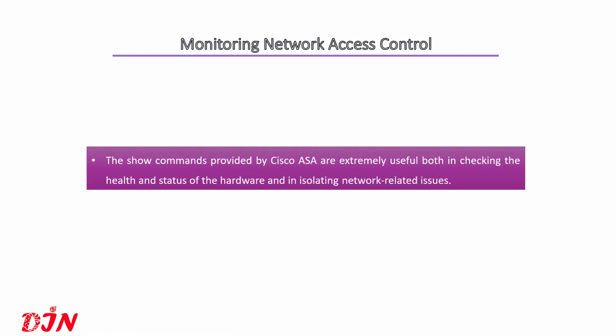Monitoring network access control. The show commands provided by Cisco ASA are extremely useful both in checking the health and status of the hardware and in isolating network-related issues. The necessary show commands to manage network access control are discussed in the following two sections.